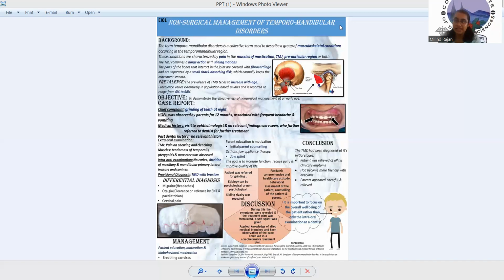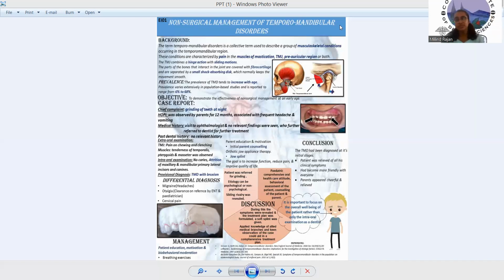Looking at all of this, the provisional diagnosis was put forth as TMD with bruxism. The differential diagnoses would be migraines or other kinds of headaches, otalgia, and cervical pain. All three were later cleared as follows. We ruled out migraine based on the clean slate given by the ophthalmologist. Otalgia was ruled out by the pediatrician and an ENT specialist, and so also for the cervical pain.